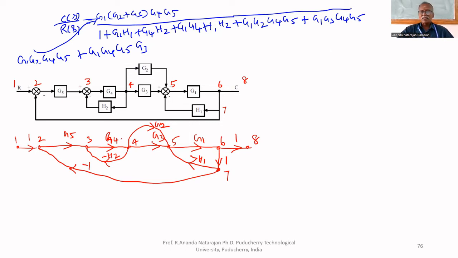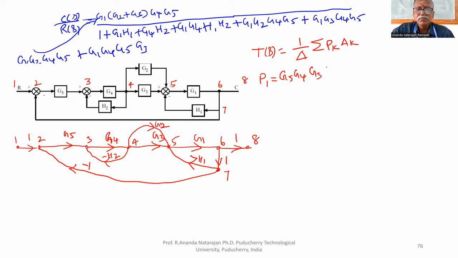Now we have to find the transfer function. What is the formula? Mason's gain formula. T of S equal to 1 upon delta, sigma Pk delta k. Here only 2 forward paths are there. One is 1, 2, 3, 4, G3, 5, 6, 8. Another forward path is 1, 2, 3, 4, G2, 5, 6, 8. Therefore, P1 equal to G5, G4, G3, G1.